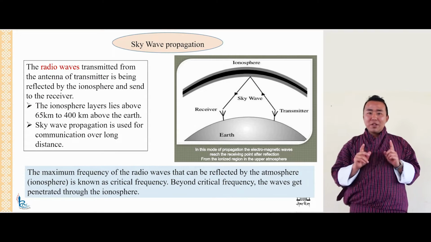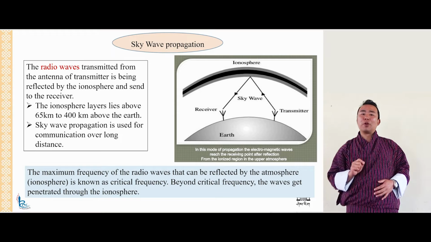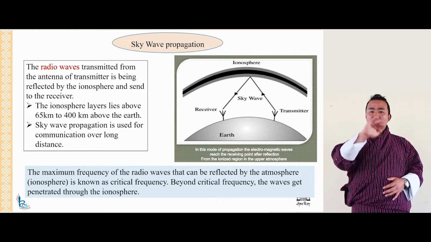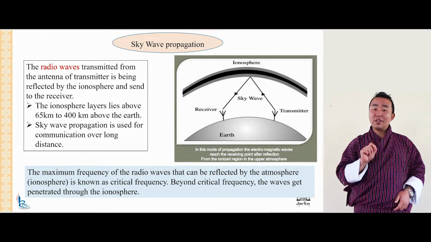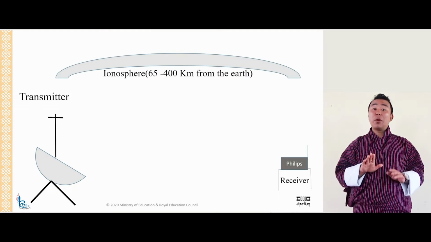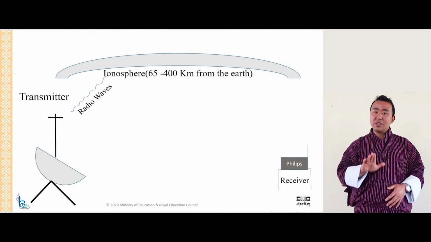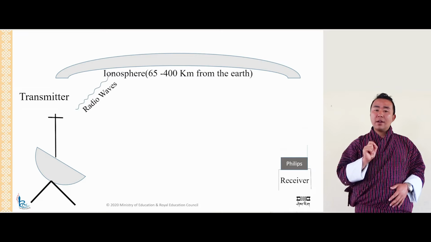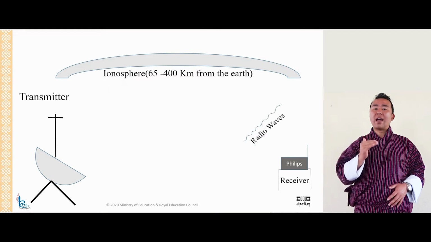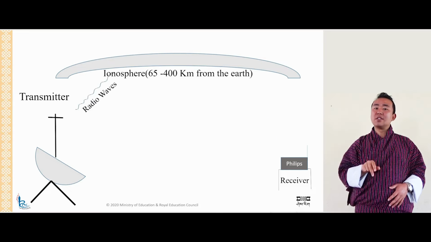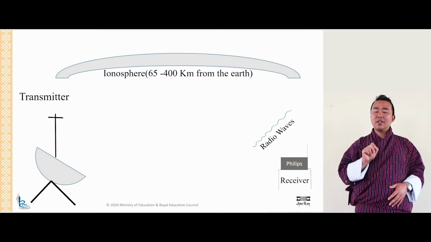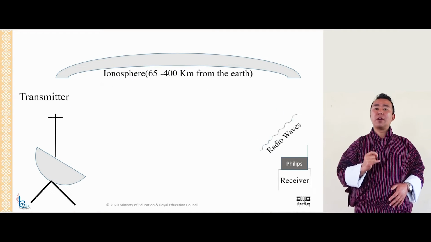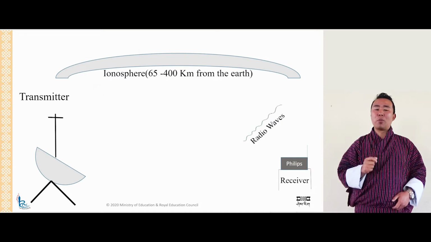The next type of electromagnetic propagation we have is skywave propagation. In this case, the radio waves use the ionosphere of the sky for propagation. In skywave propagation, the antenna of the transmitter, which is located on the surface of the earth, will emit radio waves, and those radio waves will be reflected back by the ionosphere and retransmitted to the receiver. This type of propagation of waves, which uses the ionosphere of the atmosphere, is called skywave propagation.